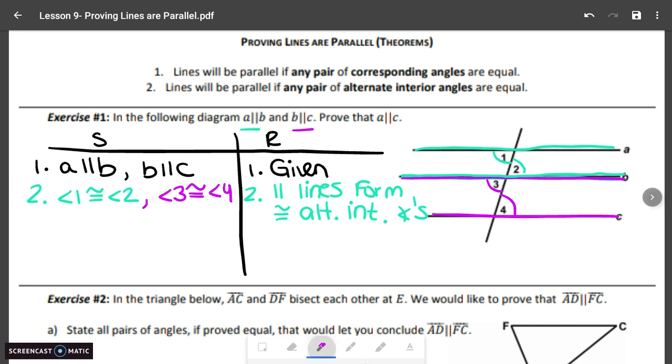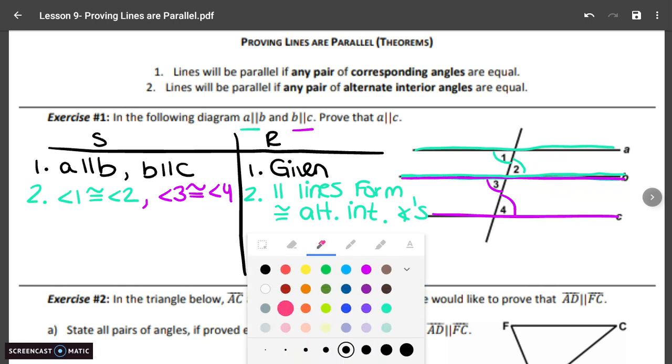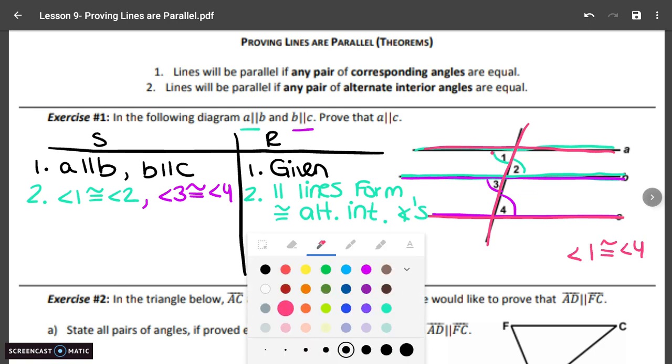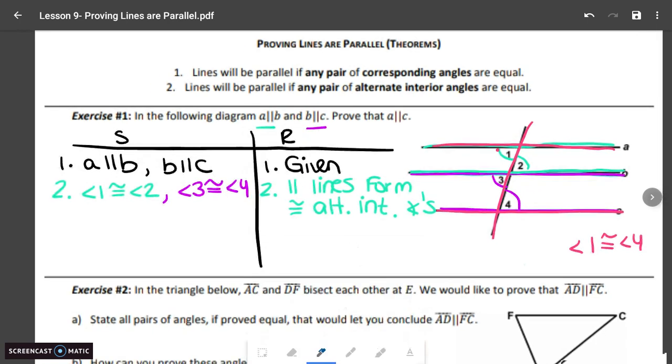Now, if I'm trying to prove that A is parallel to C, we're getting closer. And if I look at the transversal that cuts them, I might want to do something about angle 1 and angle 4. So my goal is to get to angle 1 and angle 4, but we haven't gotten there quite yet. There's one other type of angle that is present in this proof, and you might notice it to be 2 and 3.